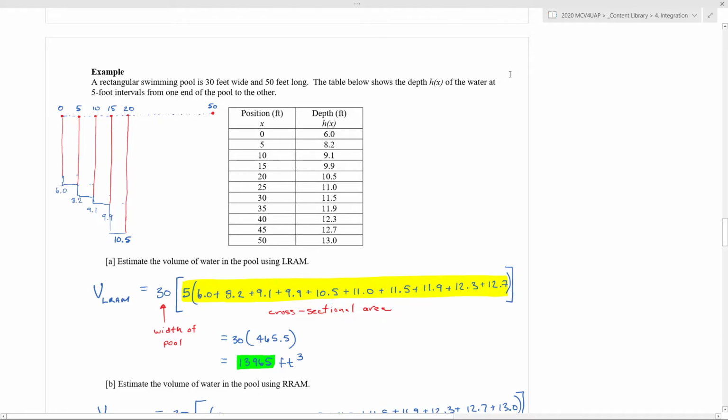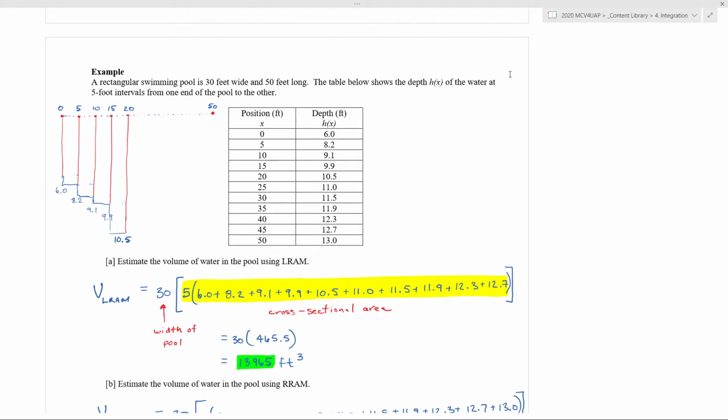Okay, so in part A, I used LRAM. So I'm just using the rectangles there that are in that cross-sectional profile. The width of every rectangle is 5, which I've highlighted inside the large square bracket. All the other numbers are the heights of the rectangles, keeping in mind that we're using LRAM. So our first height, in this case actually a depth, would be 6, and then 8.2, 9.1, and I continue all the way through the table up to 12.7.